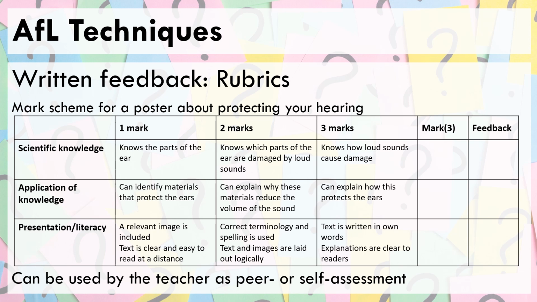So in this example, I wanted a poster about protecting hearing, but I had 3 very clear strands I wanted students to think about. One was their scientific knowledge, so they had to show they understood the ear and how it could be damaged. The other one was application of that knowledge, in this case to how we protect our hearing. And then thirdly, I'd put in a literacy and presentation target because I wanted them to understand that we have to be able to communicate science information to others. So in this case, the child will get a mark for each of those 3 strands, but really they should almost be able to mark their own work once they've completed it.